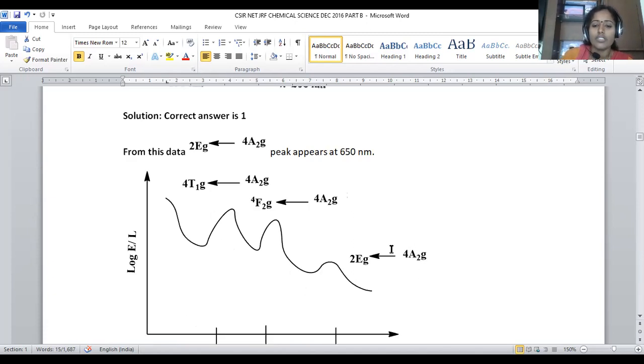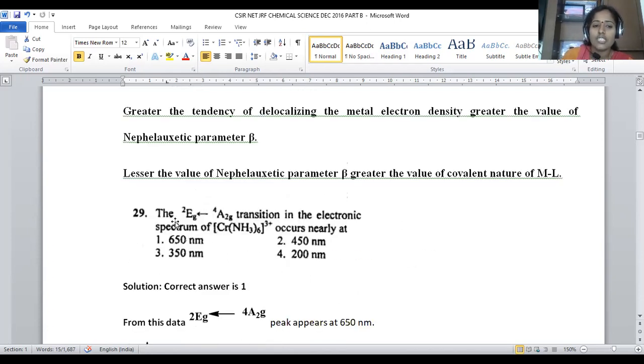Because the ground level 4A2g turned, the excited level 4A2g turned into 2Eg. So that's the reason why the arrow is inverted. Hence we can say it is the emission spectra. And this kind of spectra appears in which region, right?